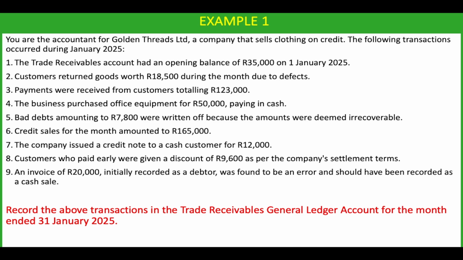You are the accountant for Golden Threads Limited, a company that sells clothing on credit. The following transactions occurred during January 2025. And then here we go through the information. We're given the information from number 1 all the way to number 9. So we have to see what information affects trade receivables, on which side is it going to go, and what information does not affect trade receivables. Remember, you might be given information. It does not mean that the information does affect your trade receivables account. Okay, and we'll go through the information and see which one does.